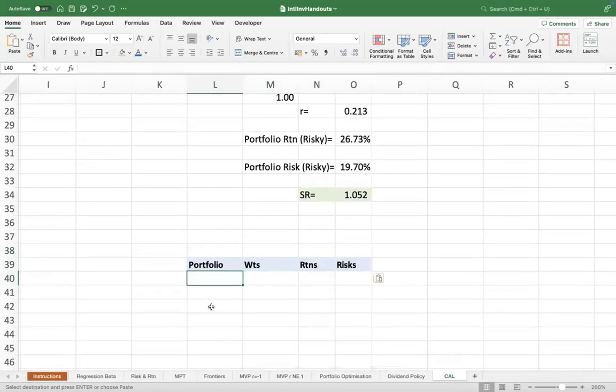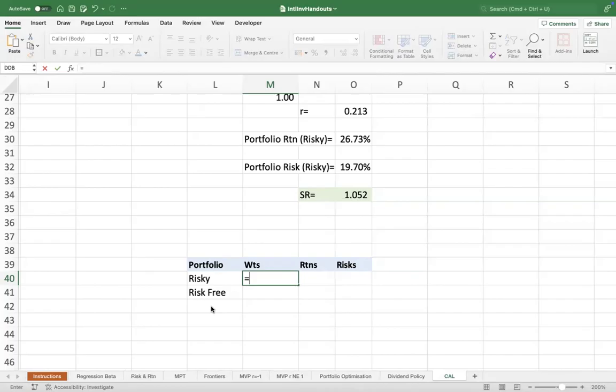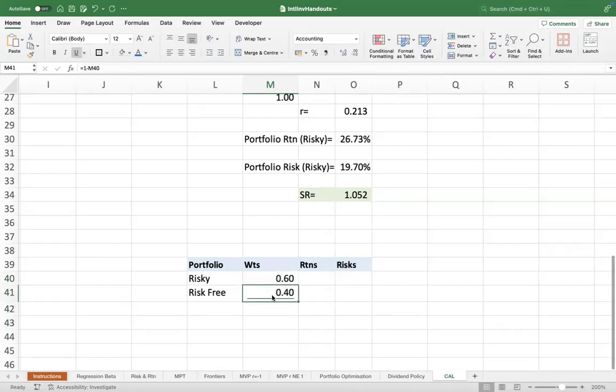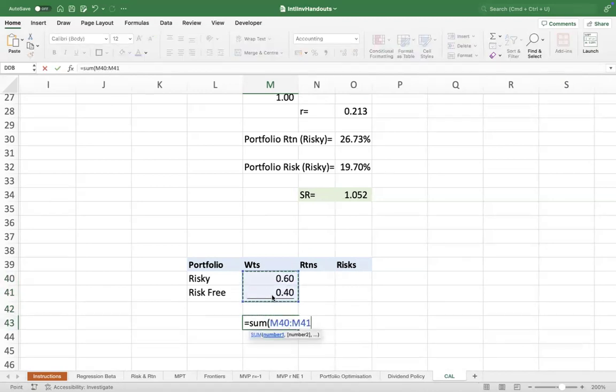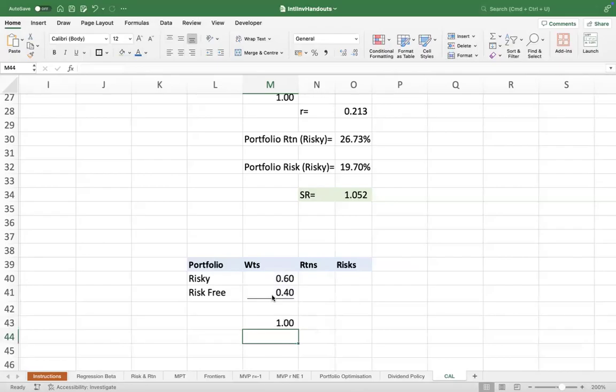So this is my CAL portfolio where I will have the risky assets also and risk-free assets also. Now the weights can be random. I'll just take any random weights. So maybe I take 60% in risky and 40% in risk-free. Take anything, it doesn't matter. Sum of the weight should always be equal to 1. But now you have to be very careful.